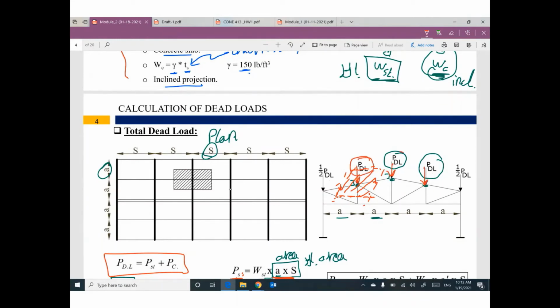Half of this value will be at the end, at this joint, and half at this joint. Do you know why half? Because this joint is supporting only one side. We don't have another side. This one is supporting from this side only. We don't have something on the other side. So the concentrated load here will be half value of this concentrated load.